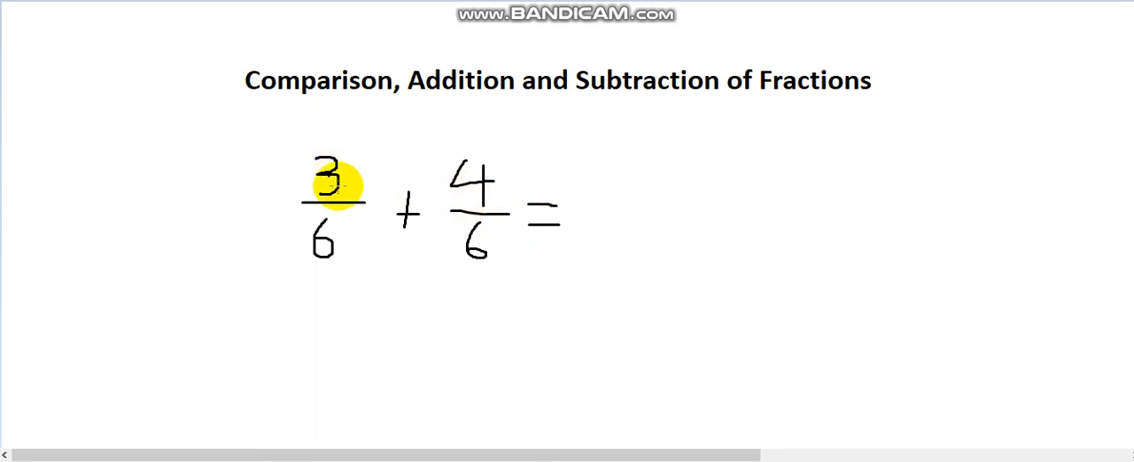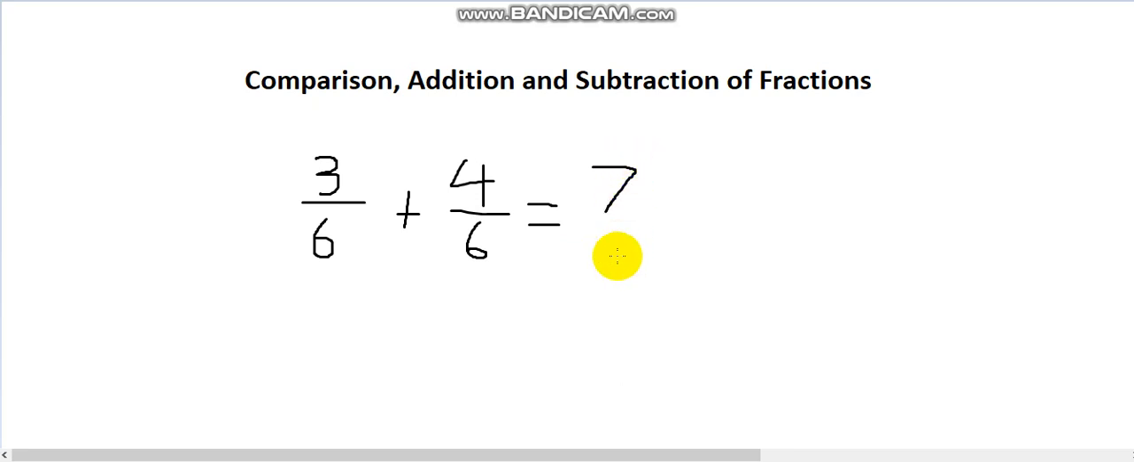In this case, since the two fractions have the same denominator, I can add them, and I do this by adding only the numerators. I only add 3 and 4, which makes 7, and the denominator stays the same as the previous fractions. So my result would be 7/6.